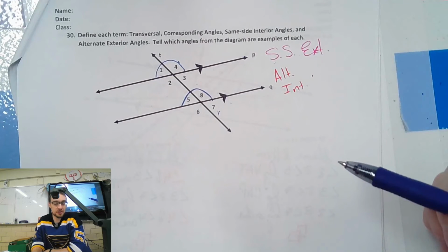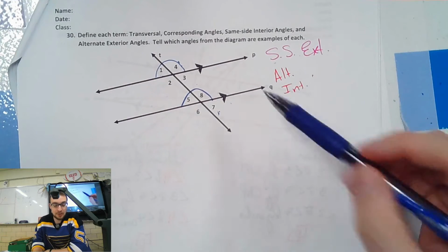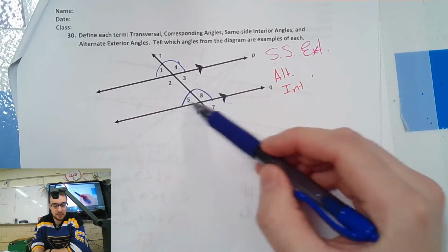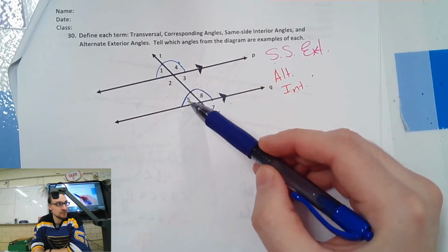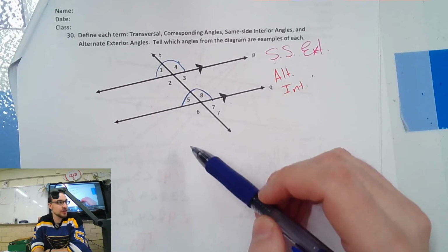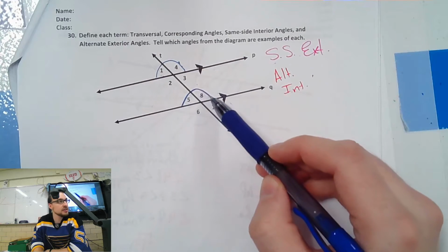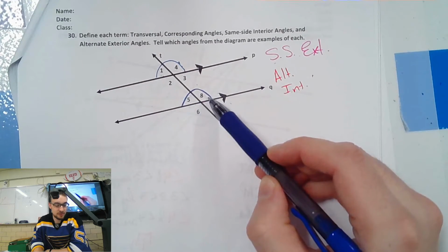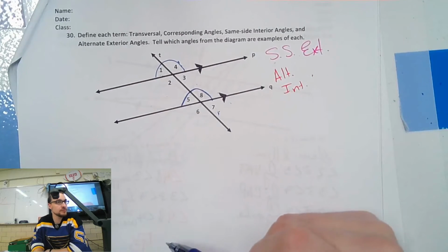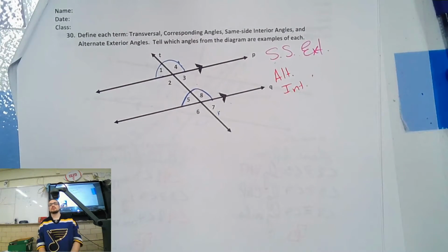Alternate interior, you also need to know about that. It means they're on opposite sides of the transversal, and they're in the interior. So here's the interior. On opposite sides are 2 and 8 and 3 and 5. And you might say, well, 5 and 8 are on opposite sides and in the interior, but they are better described as a linear pair. So we call 2 and 8 and 3 and 5 alternate interior, not 5 and 8, not 2 and 3. Got it? Yeah.